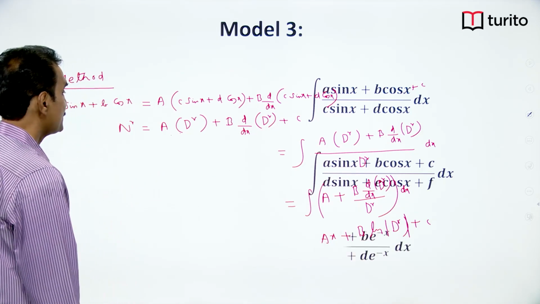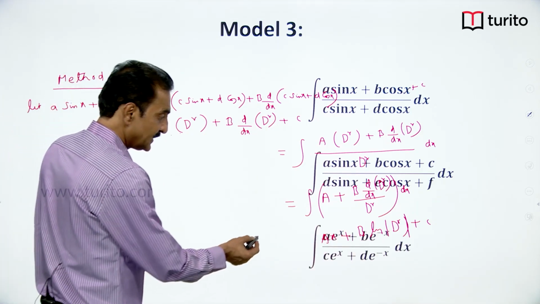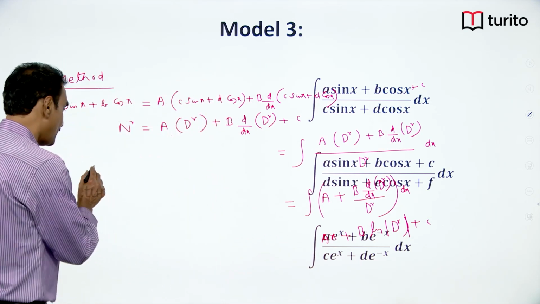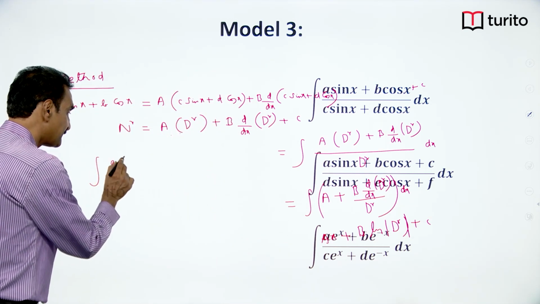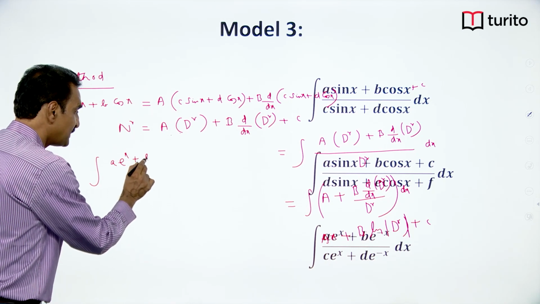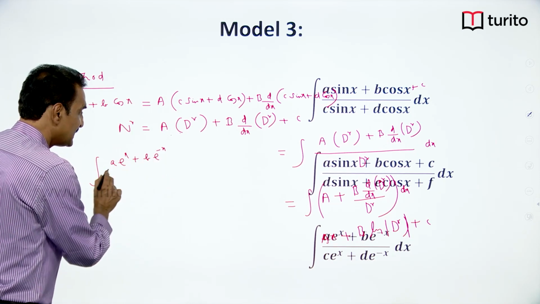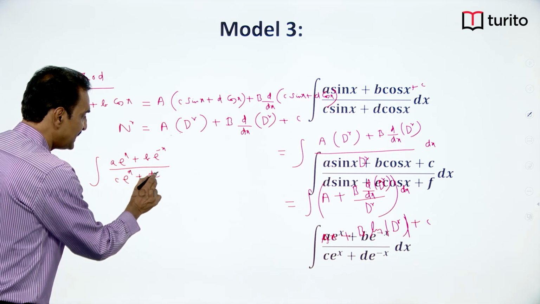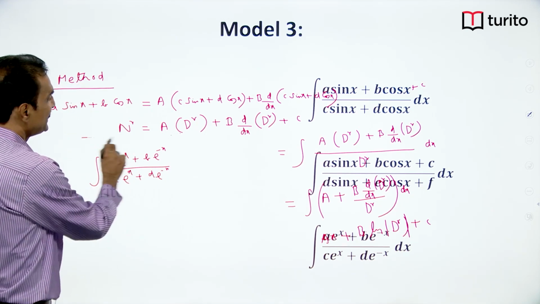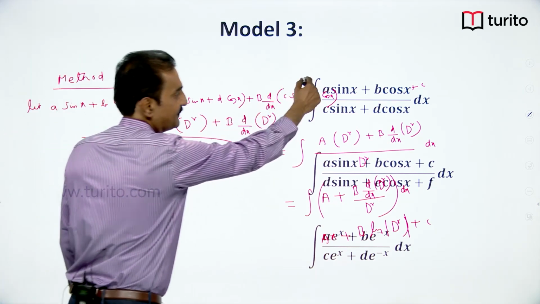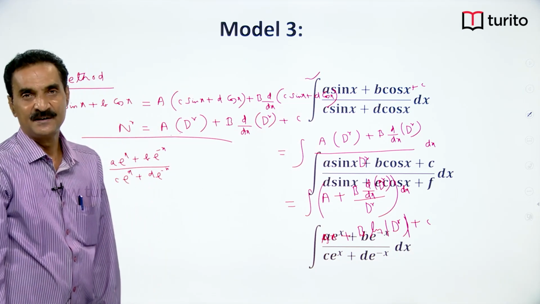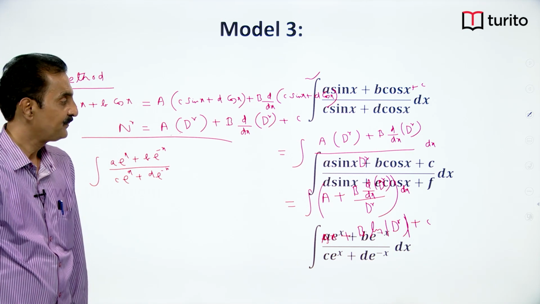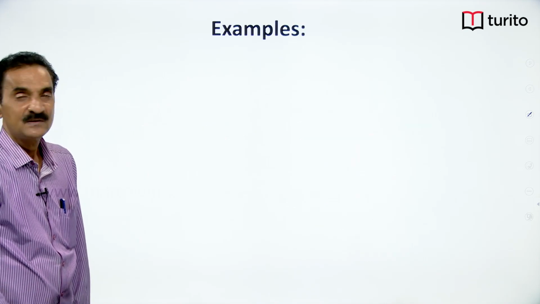Let us solve some questions. One more question. If the integrand is in the form of a e power x plus b e power minus x by c e power x plus d e power minus x, you follow the same method as this first one, and you will get it. Some examples.